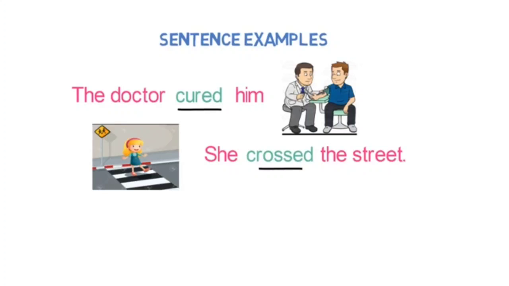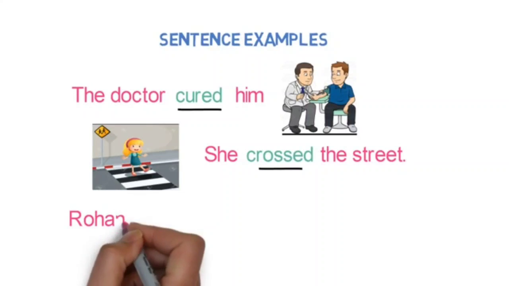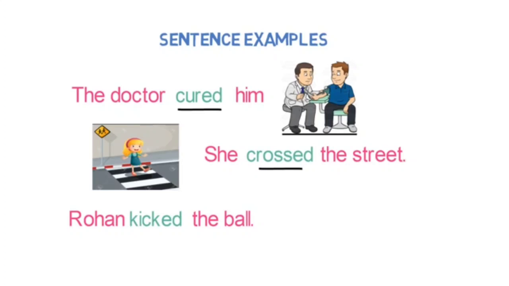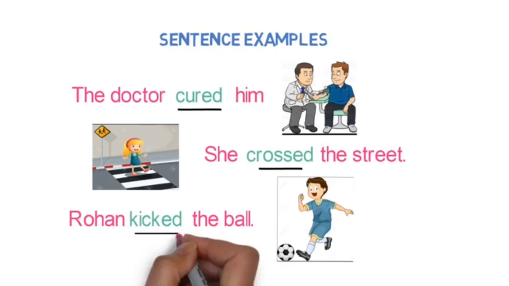Let's look into one more example to make things even clearer. Rohan kicked the ball. Here, kicked is an action performed by Rohan, and ball is the direct object on which the action is performed. So, kicked is the transitive verb. Now, I think you are clear about transitive verbs.